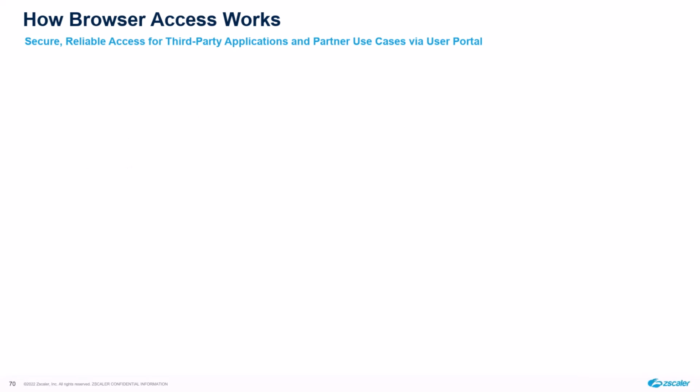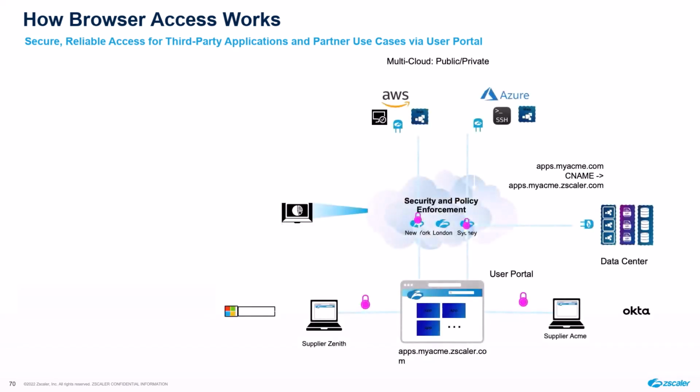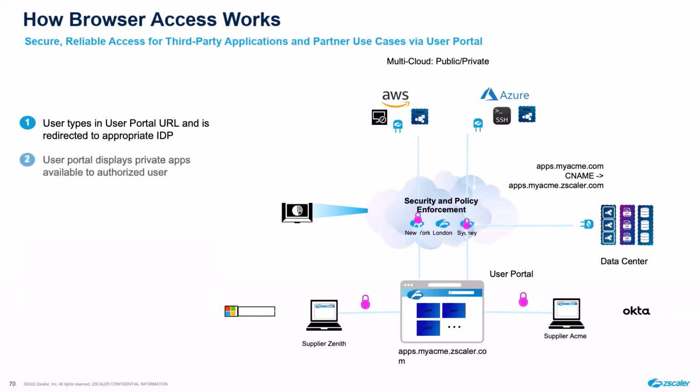If we think about third parties, they may not know about what applications are available. So we have the user portal. The user portal provides a set of tiles showing which applications the user is permitted to access. So the user enters the user portal URL and they're redirected to the IDP. Again, they authenticate to the IDP, they redirect back to the Zero Trust Exchange, and the user portal displays the private applications the user is authorized to see.